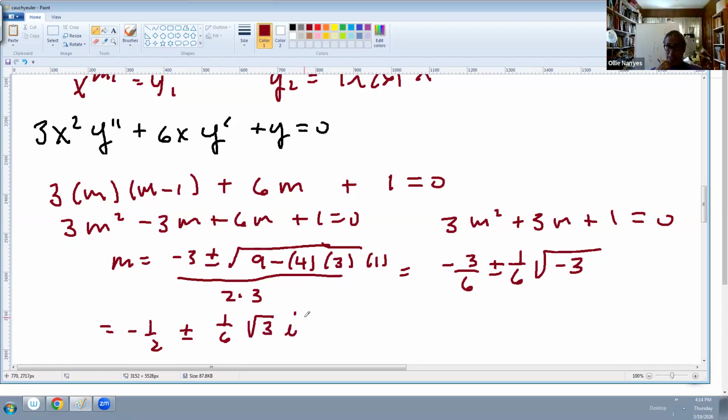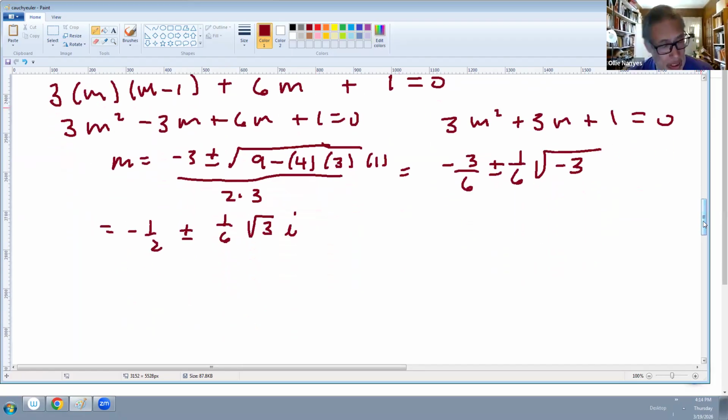Okay? So that's the roots of our initial equation. So make sure. So here's the solution. So your y1 is x to the minus 1/2 cosine. This is going to be your beta right here.